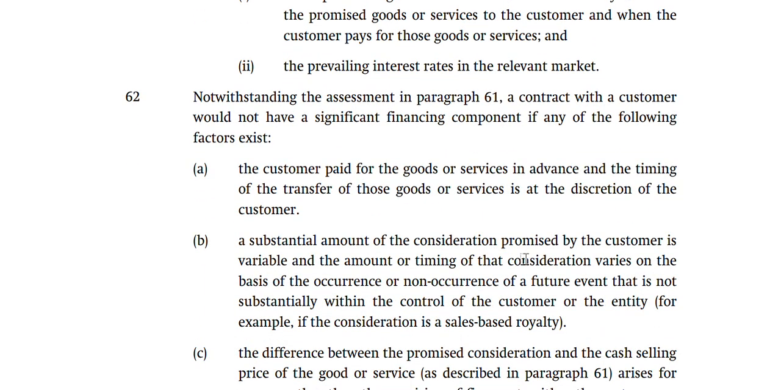Notwithstanding the assessment in paragraph 61, a contract with a customer does not have a significant financing component if any of the following factors exist. The customer paid for the goods or services in advance, and the timing of the transfer of those goods or services is at the discretion of the customer. A substantial amount of the consideration promised by the customer is variable, and the amount or timing of that consideration varies on the basis of the occurrence or non-occurrence of a future event that is not substantially within the control of the customer or the entity.